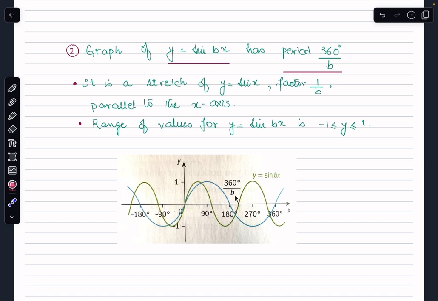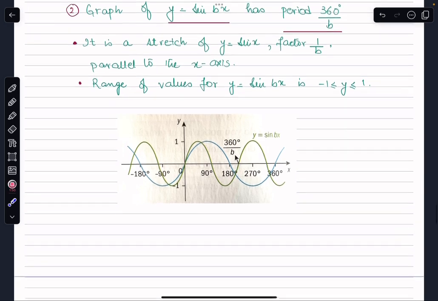Now, the sine function has a period of 360 degrees. So here I should say that the period will be squeezed to 360 divided by b, whatever the value of b is. It should get divided by b, and then we should be making the graph of the sine bx function. So it is a stretch of y equals sine of x by factor 1 by b, parallel to the x-axis, and the range of y equals sine bx is negative 1 to 1, because it's just a stretch parallel to the x-axis, so the range is not going to get affected here. It will be -1 to 1.